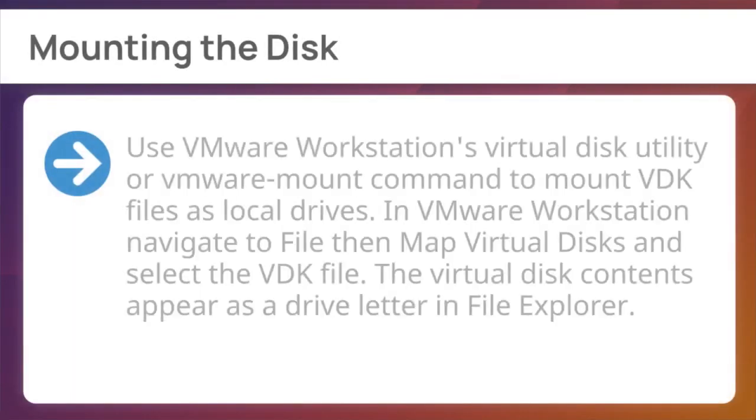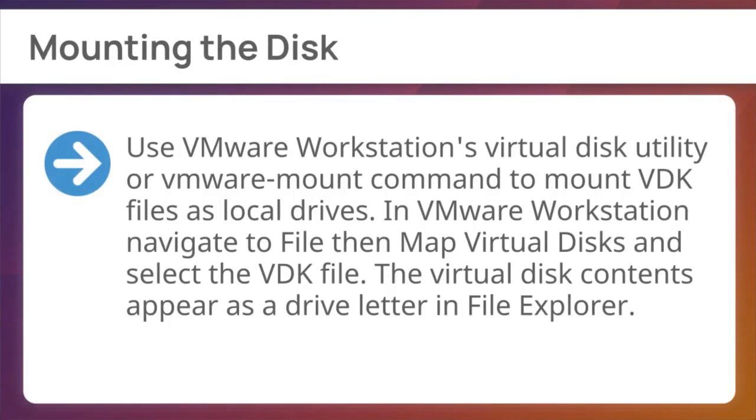First, mounting the disk. Use VMware Workstation's Virtual Disk Utility, or VMware Mount command, to mount VDK files as local drives. In VMware Workstation, navigate to File, then Map Virtual Disks, and select the VDK file. The virtual disk contents appear as a drive letter in File Explorer.